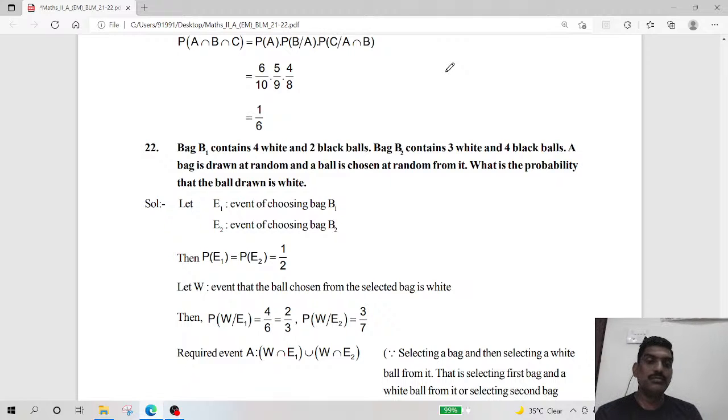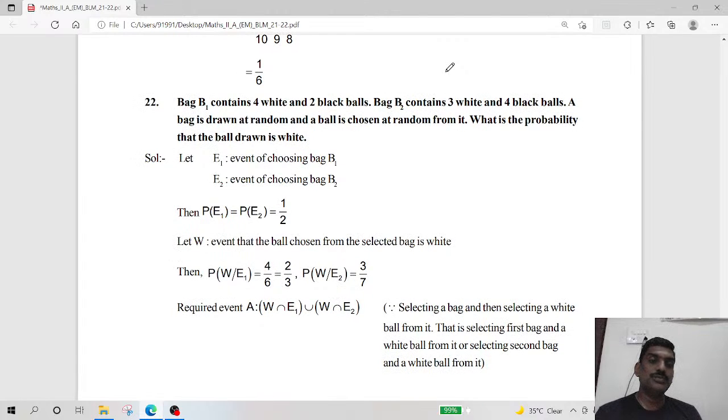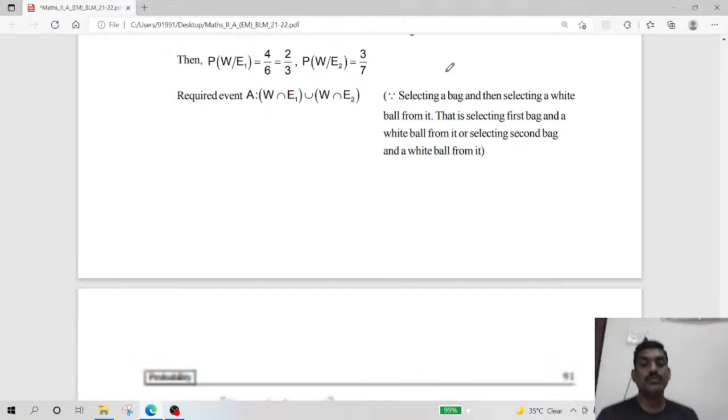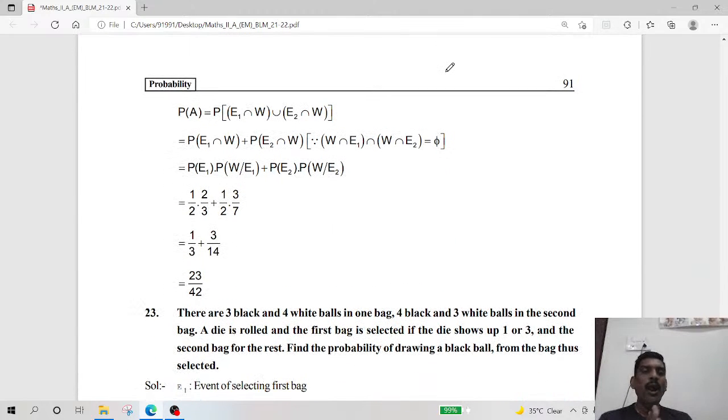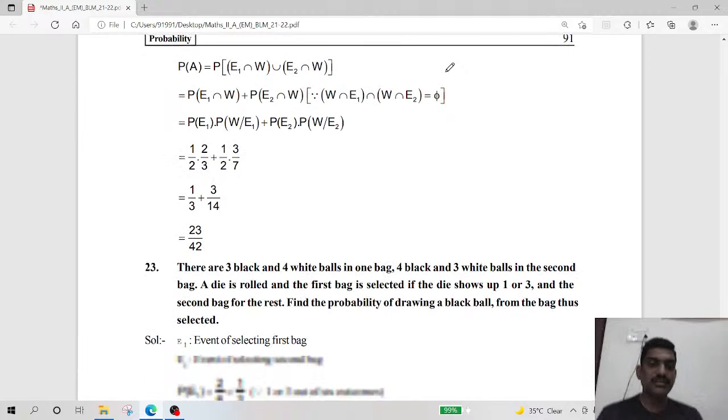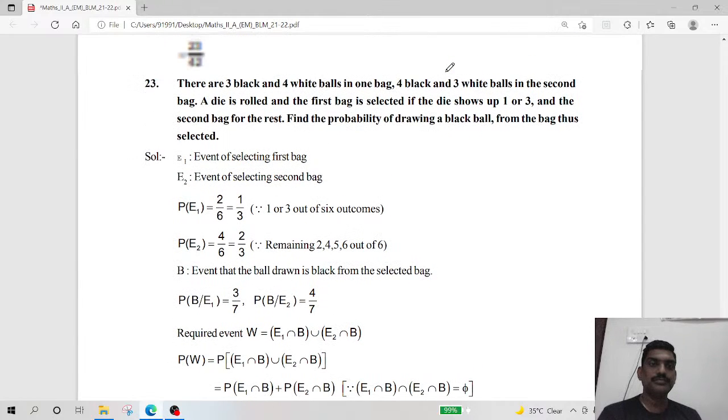Event of choosing bag B1, event of choosing bag B2. So both are half possibility. Event is that the ball chosen from the selected bag is white. First bag, in that bag white ball we have to select, W given E1 and W given E2. Then W intersection E1 union W intersection E2. Applied multiplication theorem.